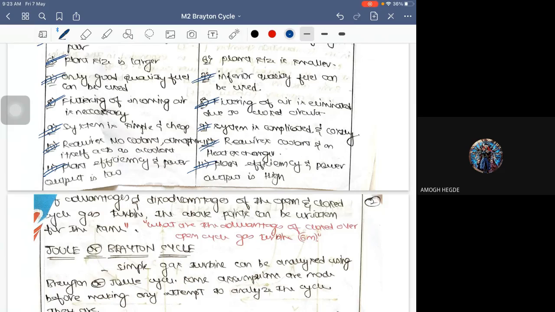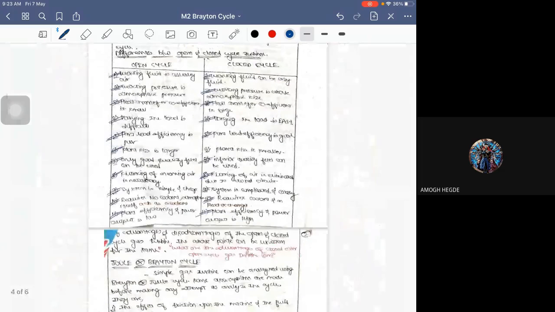So these are the few differences. Out of all these 11 points, if you manage to write at least 5 to 6 points for a question of 4 marks, then it is more than sufficient.